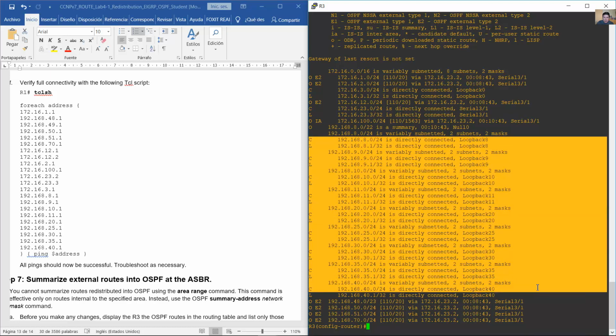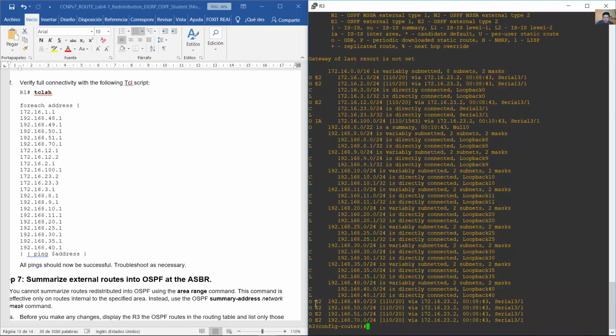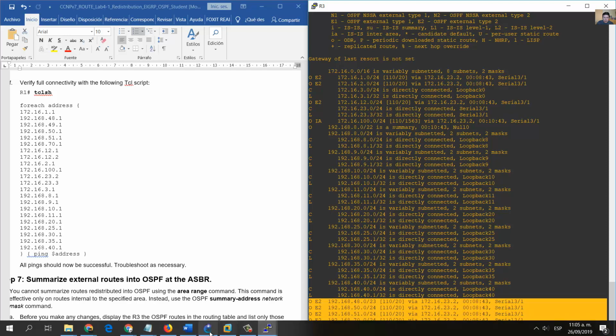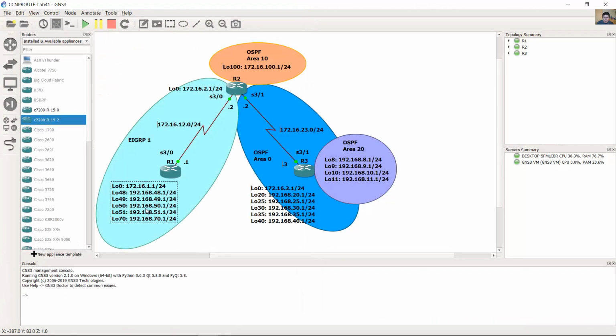All directly connected networks, and OSPF external 2, 48, 50, 51, and 70. They are these loopback interfaces on R1. 48 and 49 summarized, 50, 51, and 70.